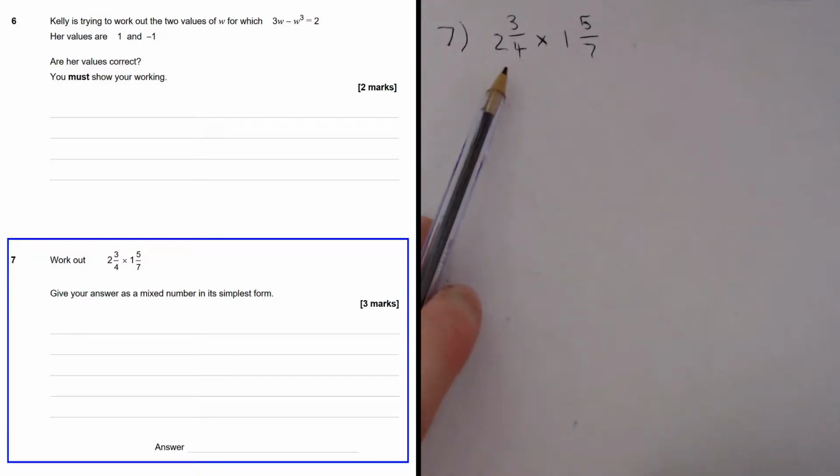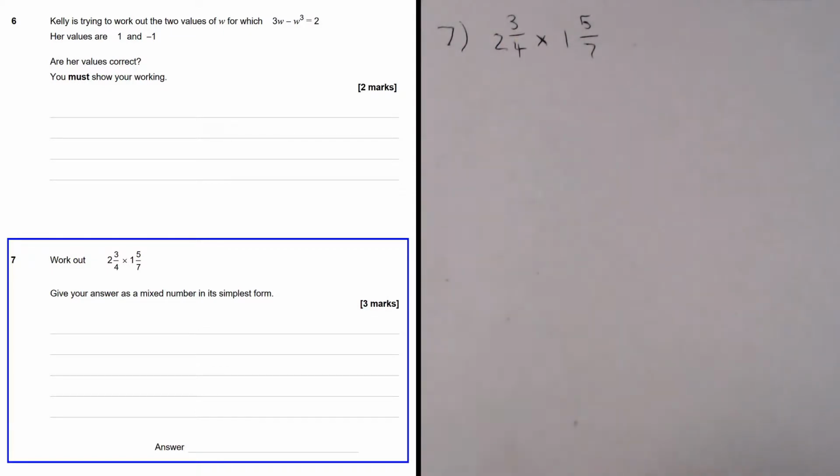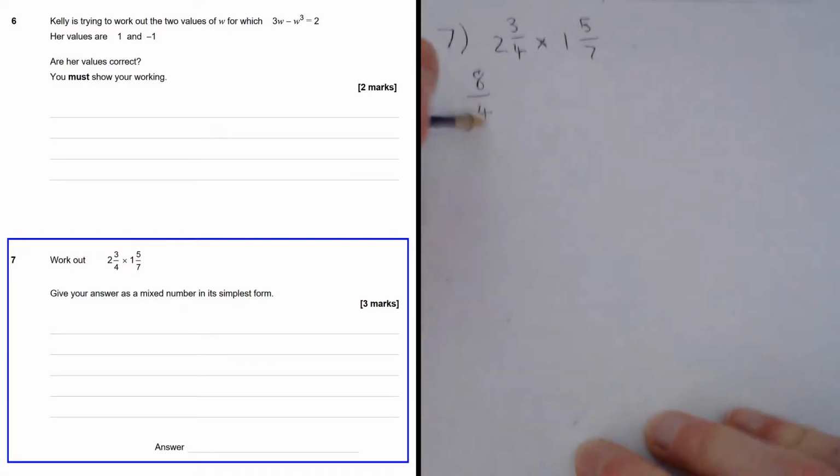So we've got 2 3/4. So we've got 2 whole ones and 3/4. Well, what is 2 whole ones in terms of quarters? Well, that's going to be 8/4, yeah? Because 8 divided by 4 is 2. And then we've got another 3/4. So that's our first term.